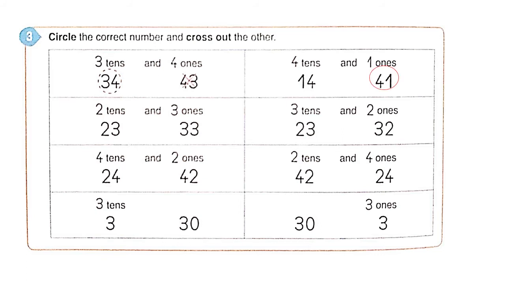Let's go to the right now. We have 4 tens and 1 one. So 4 at the left and 1 at the right, we end up with 41. So we circle 41 and we cross out the 14.